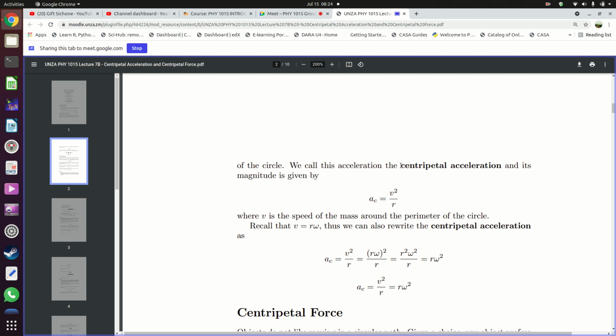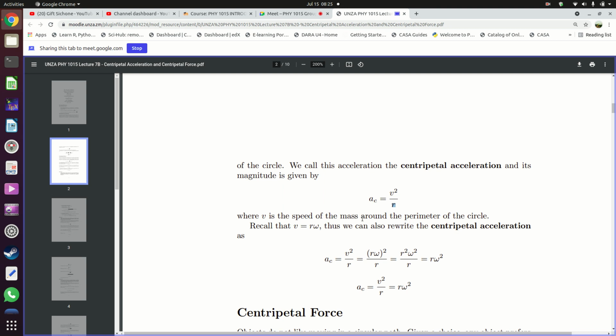So the acceleration which an object undergoes as it's going through a circle, that's what is referred to as centripetal acceleration. And centripetal acceleration is just given by this particular formula here. We're not going to derive it. a_c, which is the centripetal acceleration, is equal to v squared divided by r. The v is the velocity in meters per second, which is the linear velocity with which this particular object is moving. The r is the radius of the circle.